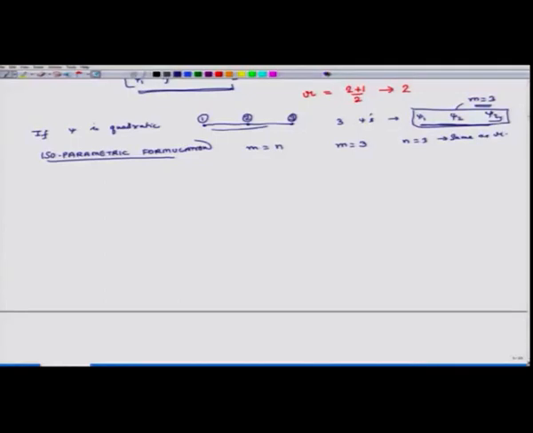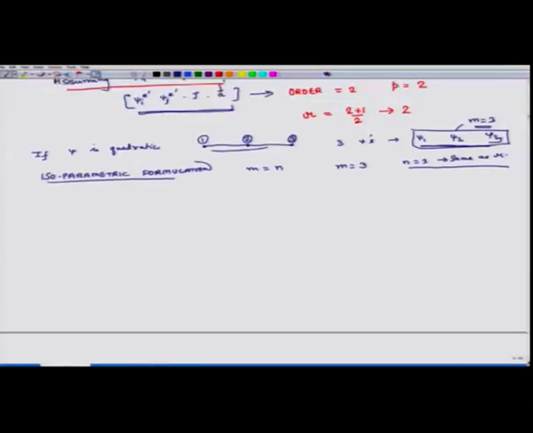So, how many quadrature points should we use for isoparametric formulation? n is equal to 3, which is the same as r, it is 3. So, for isoparametric formulation, I have to use 3 quadrature points.